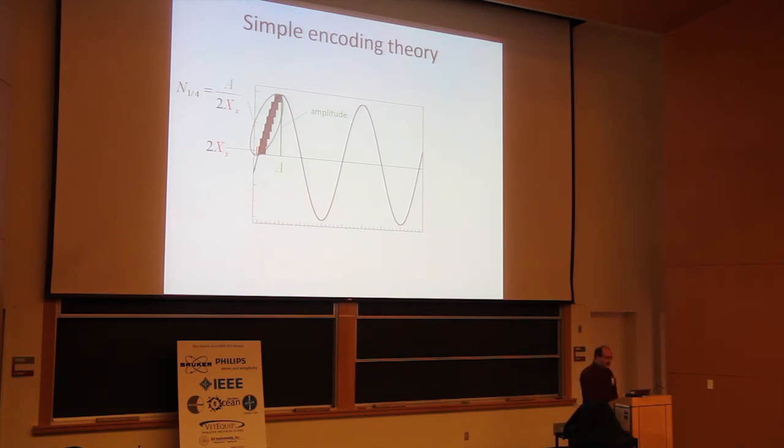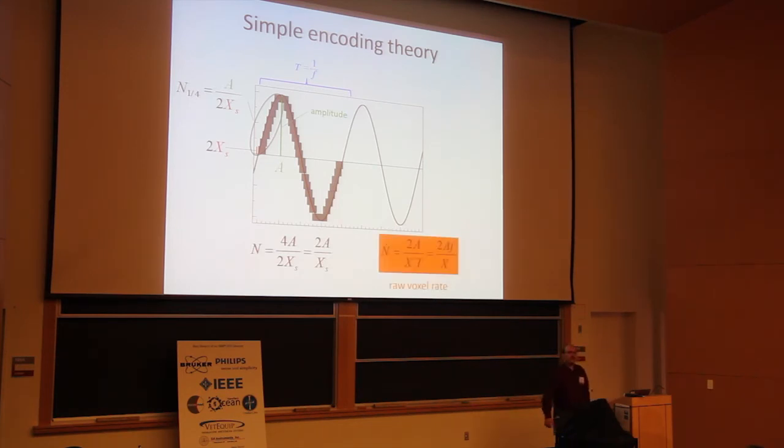Okay, we do not stop here. We go on until we have the full period reached, and we have 4 times the voxels, so 2A over XS, in the period T with a time of 1 over f. F is the frequency. Then we can just divide the two quantities and get the best possible voxel rate that we can get in the system. It's just the number of voxels divided by the time for the voxels, and we get 2Af over XS.